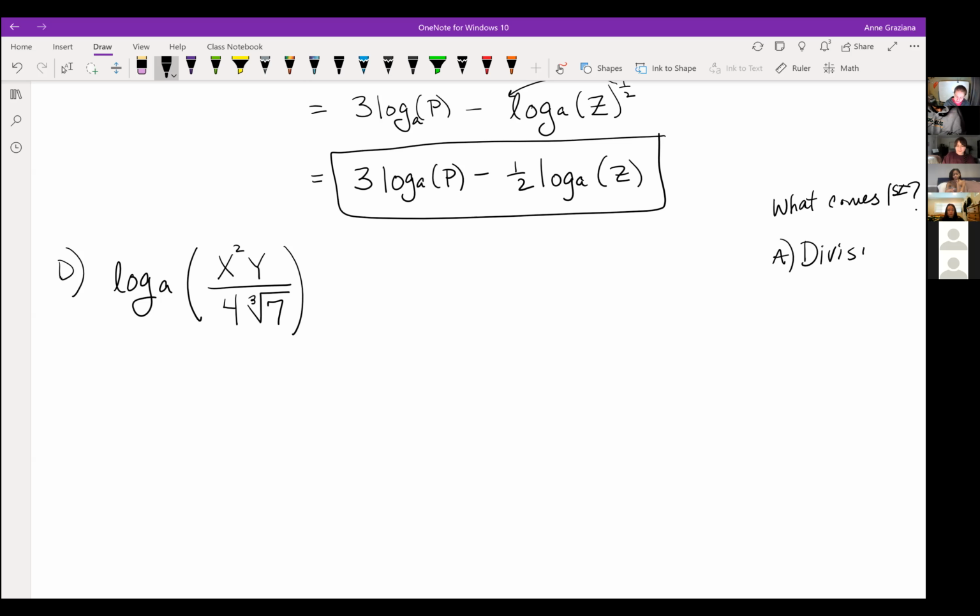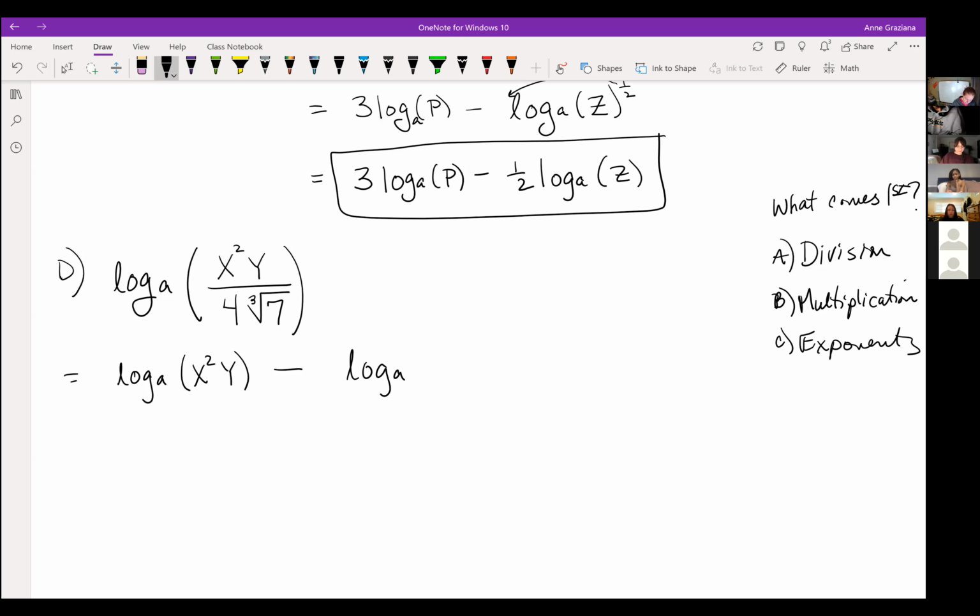There's division, there is multiplication, and then we have exponents. Okay, so yes, division comes first. That's the first way to break this apart. So we're going to take log base A of x squared y minus log base A of 4 cube root of 7.